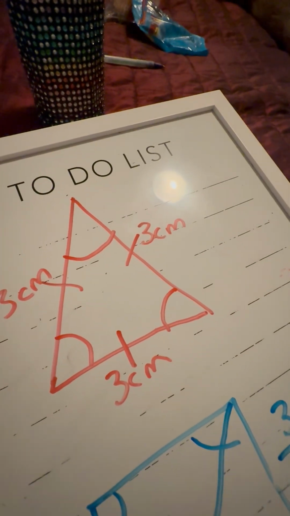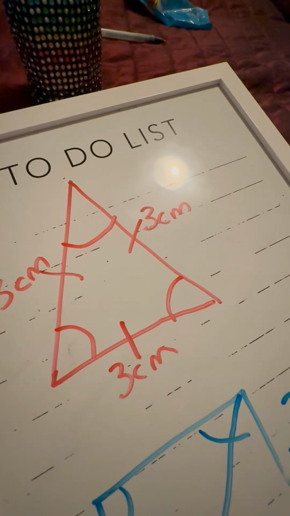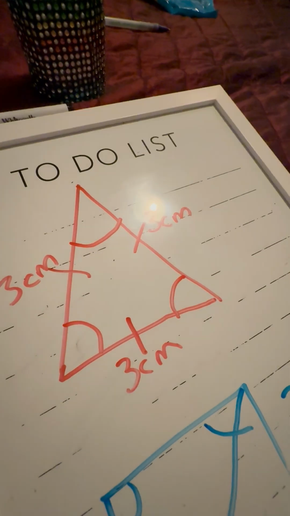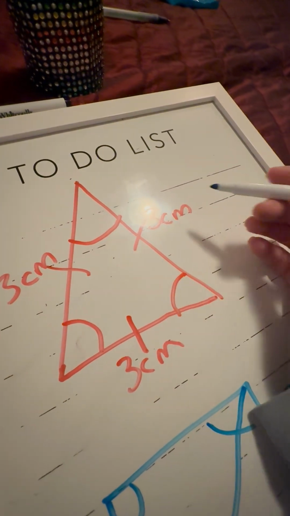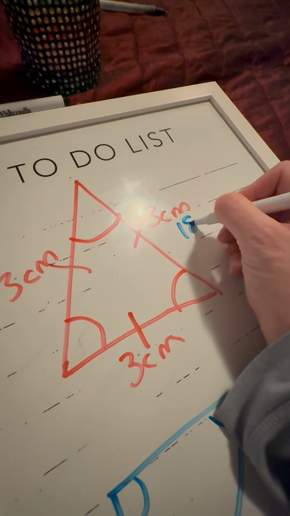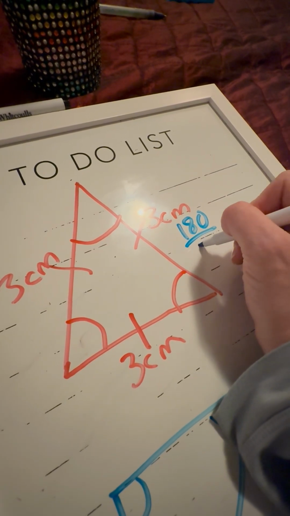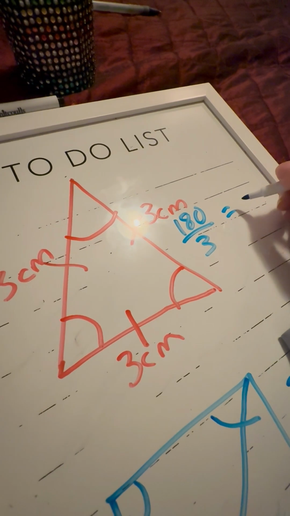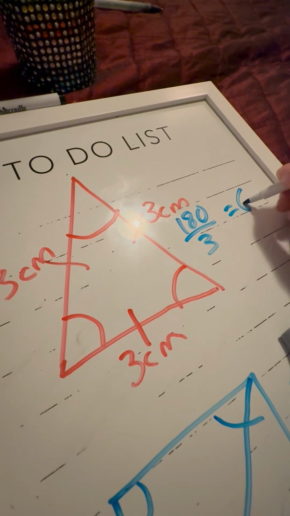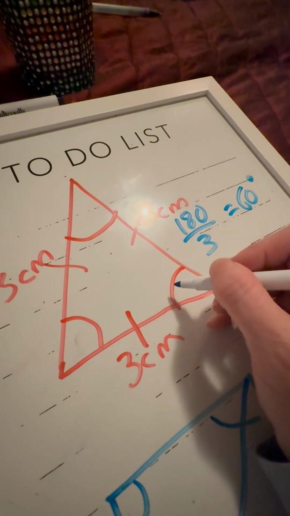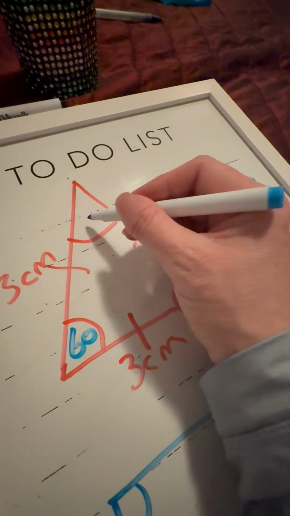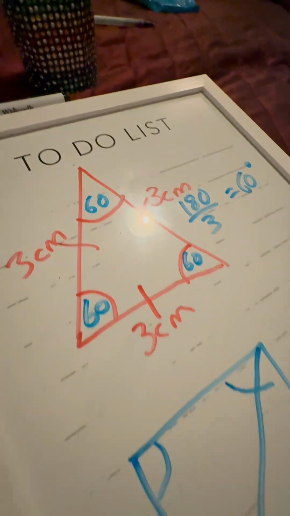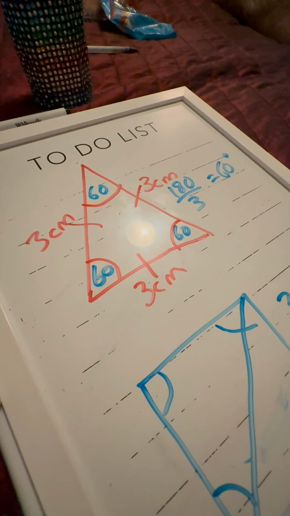So if all the angles in a triangle always equal 180 degrees, and these 3 angles are all equal, we know that 180 divided by 3 equals 60 degrees. So in an equilateral triangle, all the angles are always 60 degrees. We'll leave that there.